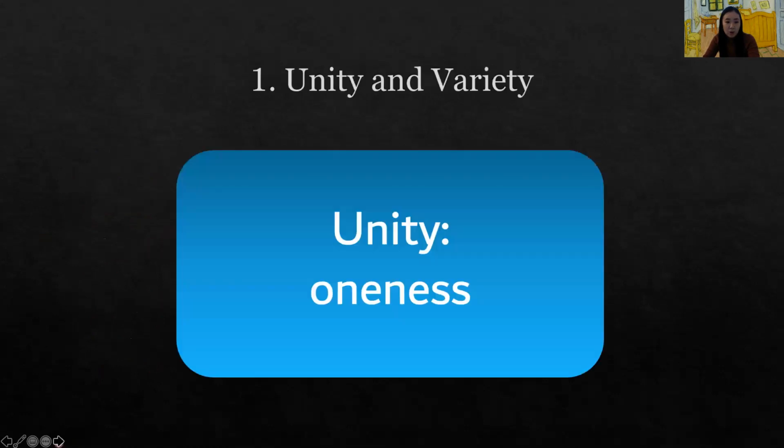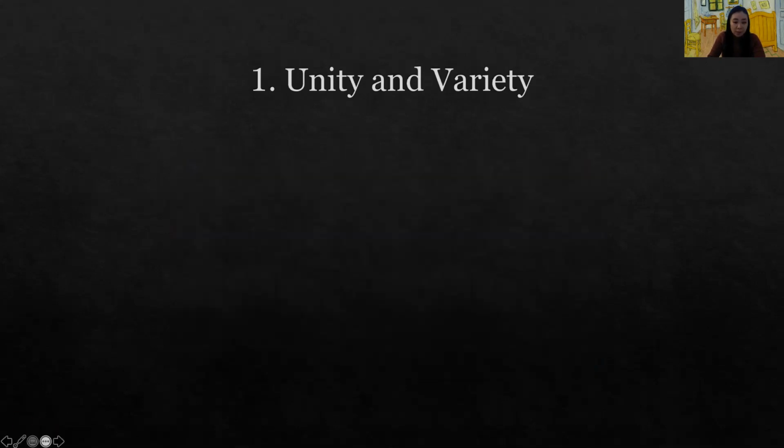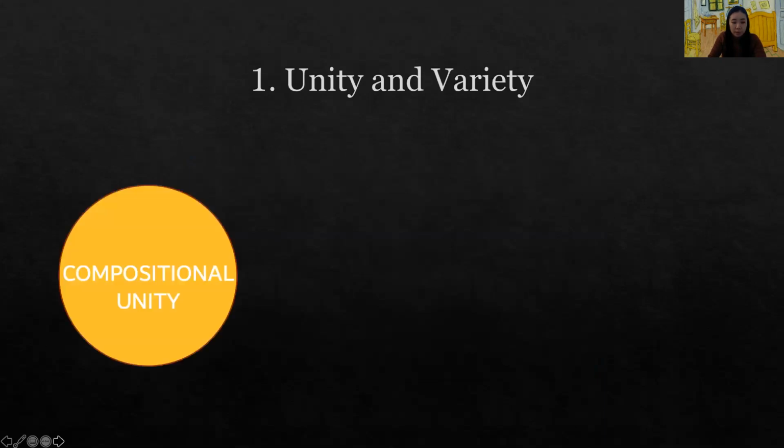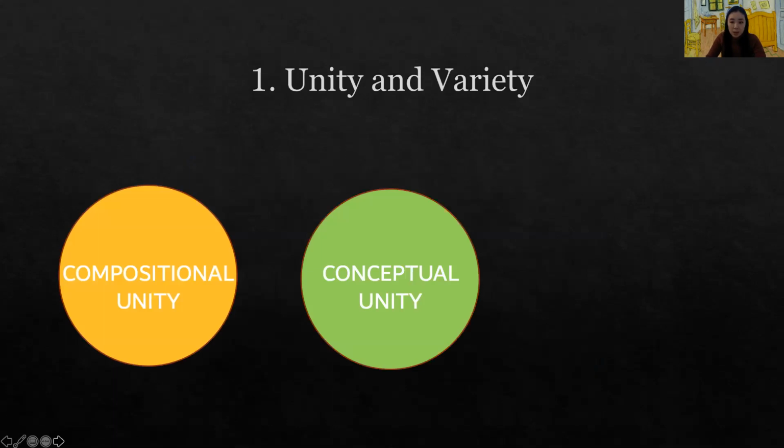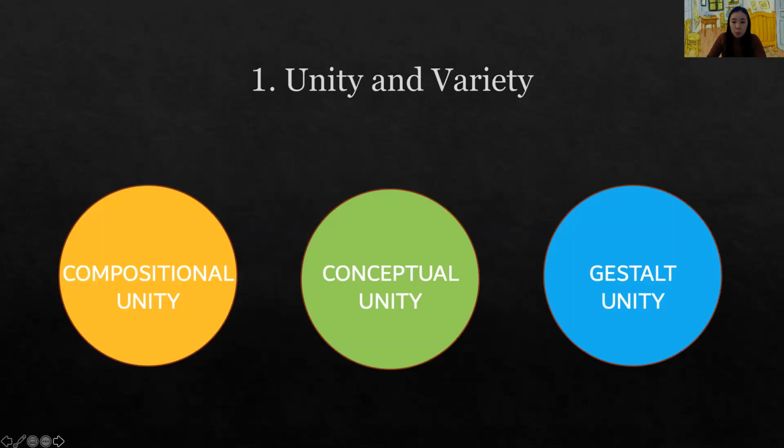So let's see unity first. Unity is the sense of oneness, things belonging together. And there are three types of unity. The first one is compositional unity, the next one is conceptual unity, and the third one is gestalt unity. So let's see them one by one.